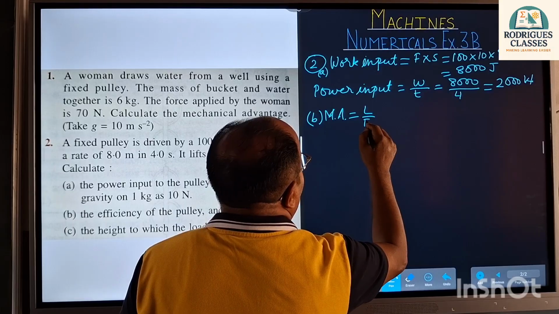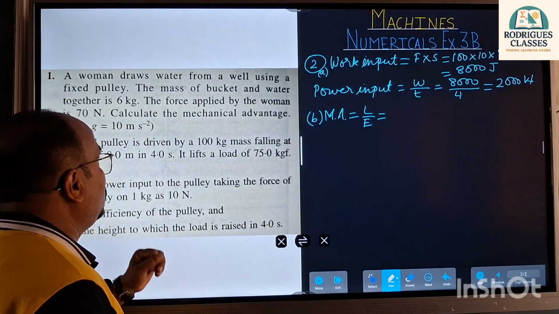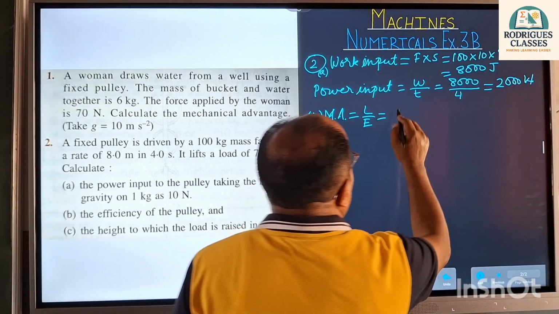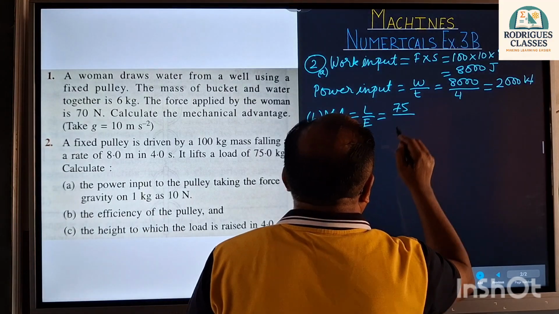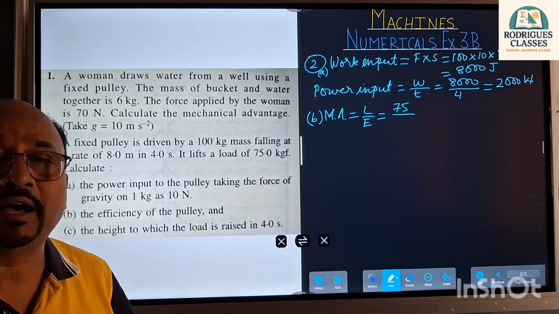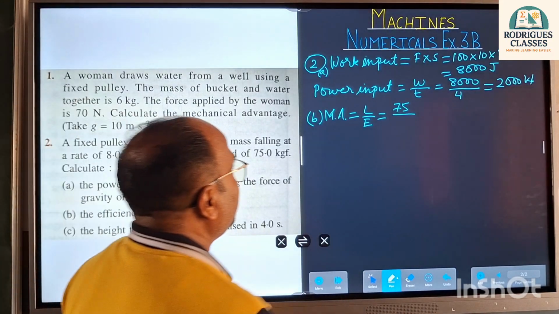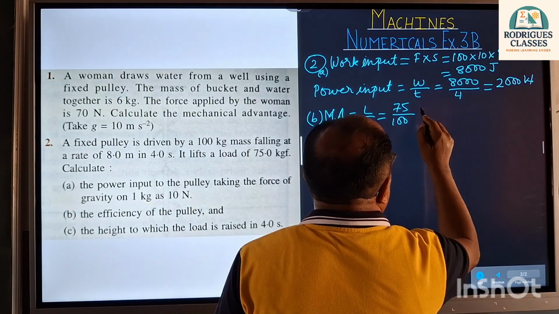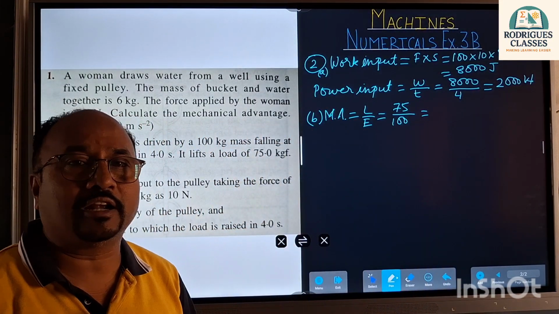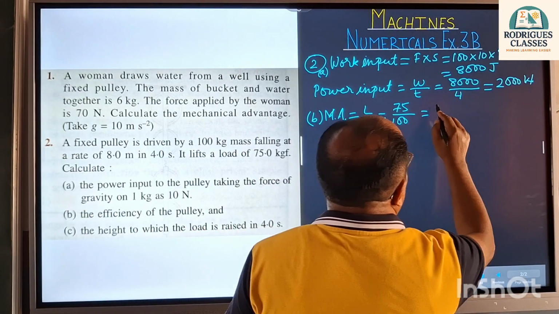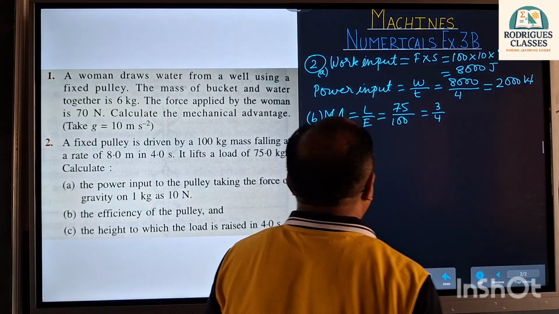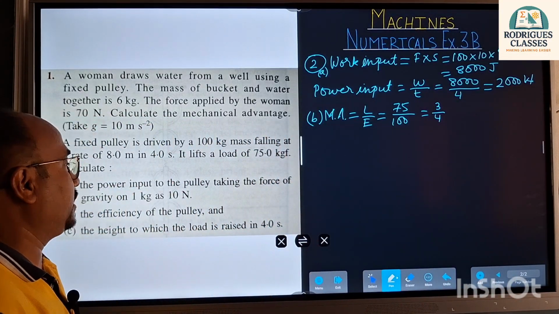So load by the effort. Load over here is 75 kgf. Effort is that 100 kg mass falling. So the weight in kgf, because load is given in kgf, I will write it as 100 kgf. With 25 threes are 25 fours that get cancelled. So I get 3 by 4 as the mechanical advantage.